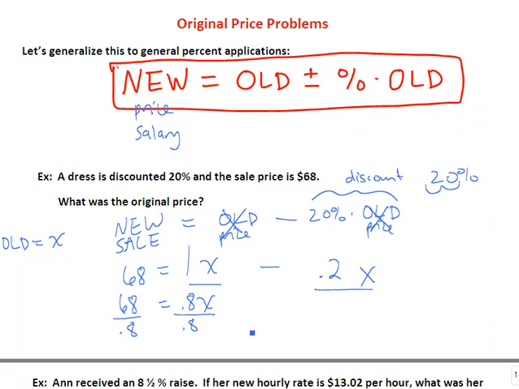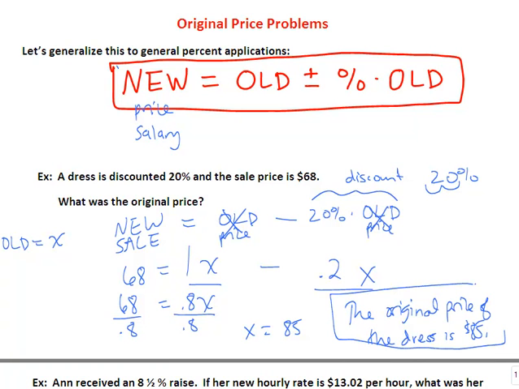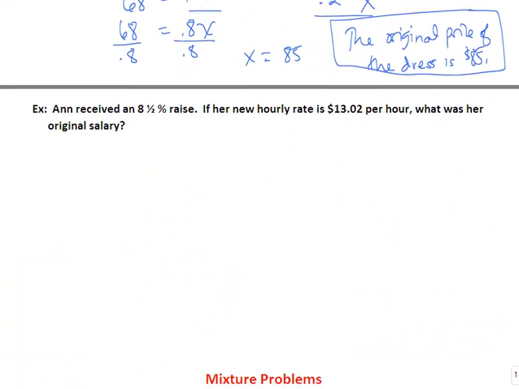$85. So X equals 85, and that means the original price of the dress is $85. And that seems realistic. If we're getting it on sale for $68, the original price should definitely be more than that. So $85 seems realistic. Okay, let's try one more example.